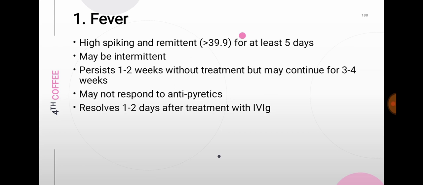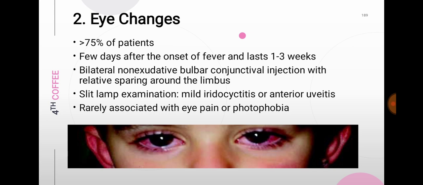IVIG is your treatment choice for Kawasaki. So after 1 to 2 days of your IVIG, the fever subsides. Your eye changes. In more than 75% of patients, you see eye changes. There is bilateral conjunctivitis without exudates. So they have sore eyes but without a discharge. And then there's limbic sparing. The limbus is around here. So you have a very red eye, but white here in the limbus. So that's conjunctival injection.